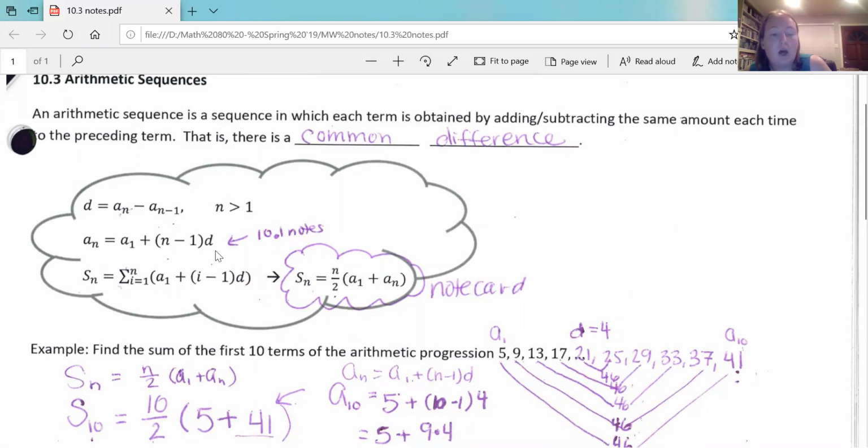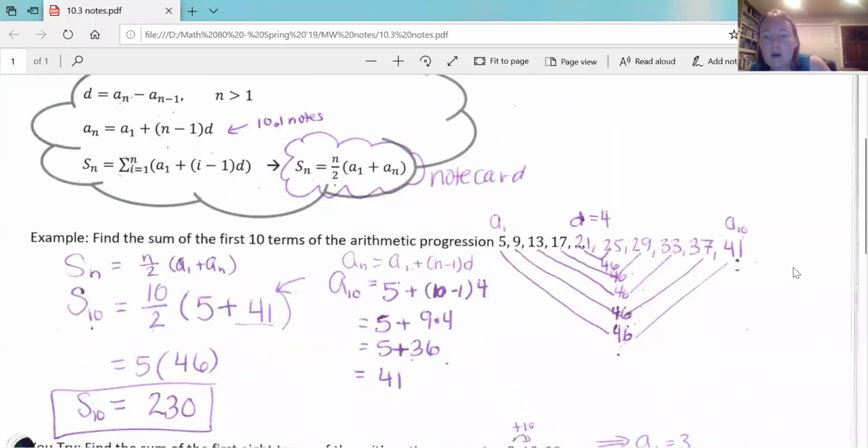And we talked about how there seemed to be this pattern where the first and the last, and as you work your way inward, they all had the same value. And you can see that also in this example. Here there's a lot more terms than in my examples in 10.1, but you can see they're all 46. And so that lends us to a way of finding the sum, which we were talking about in the 10.2 notes.